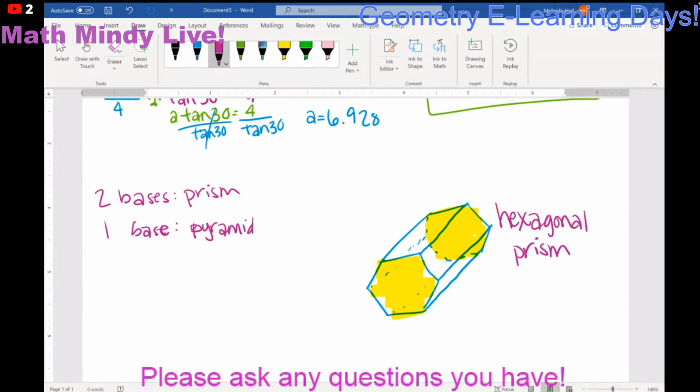And too often people come up with random names or randomly use pyramid. Keep in mind that a hexagonal pyramid would be something like this. I'm trying to draw it quickly, but it's not working very well. Something like that. Okay. What else?